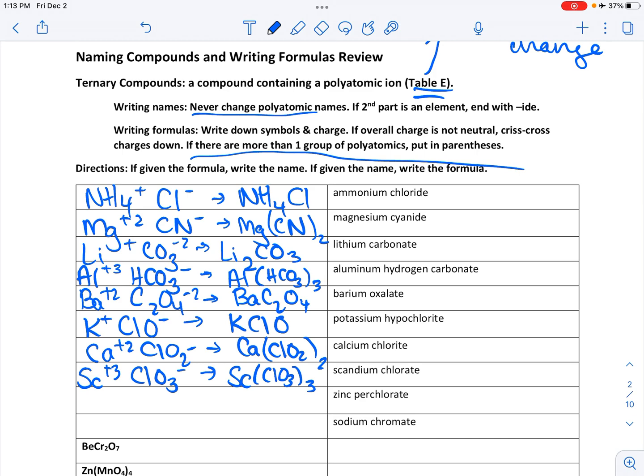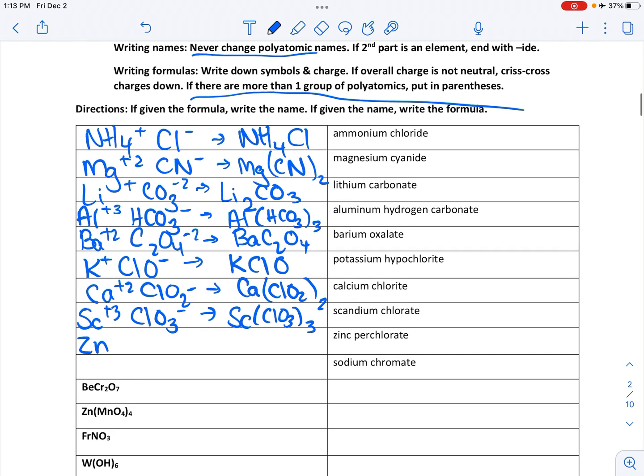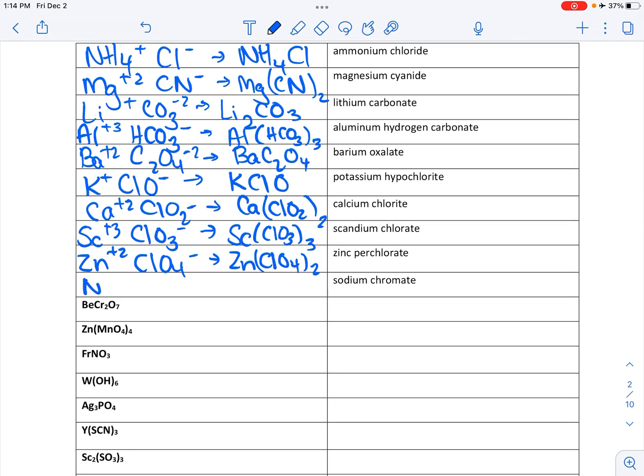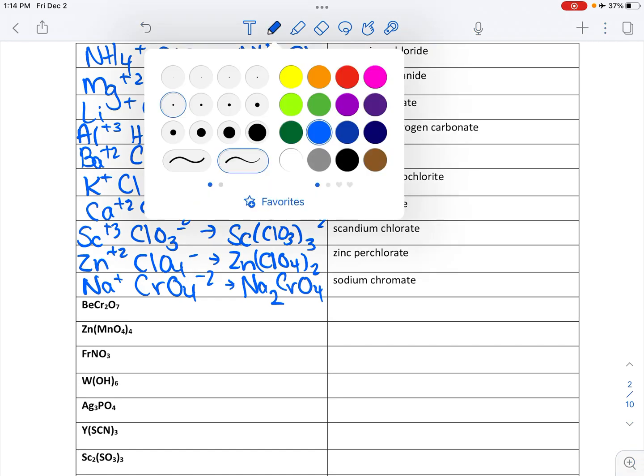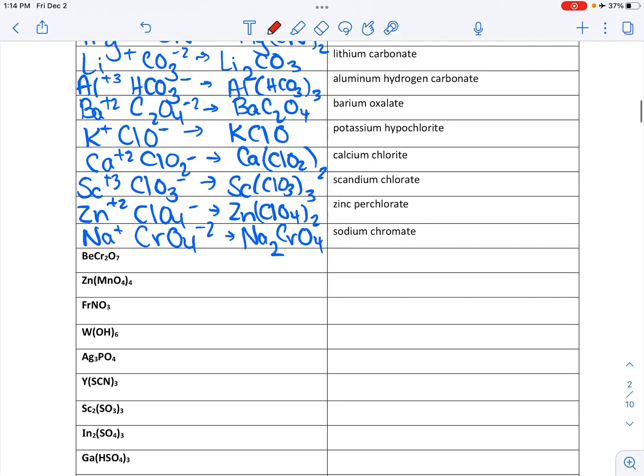And then we have zinc perchlorate, zinc +2. Perchlorate is ClO4 -1. So we're going to have Zn(ClO4), all in parentheses with a 2 outside. Finally, we have sodium chromate. So sodium is Na+1. Chromate is CrO4 -2. So that's not neutral. Crisscross the 2 down, Na2CrO4. Okay, no parentheses.